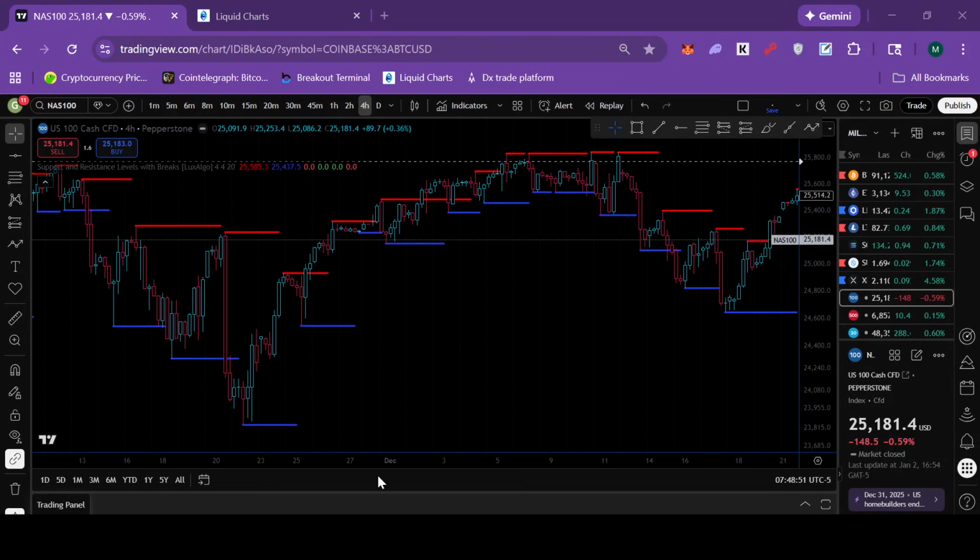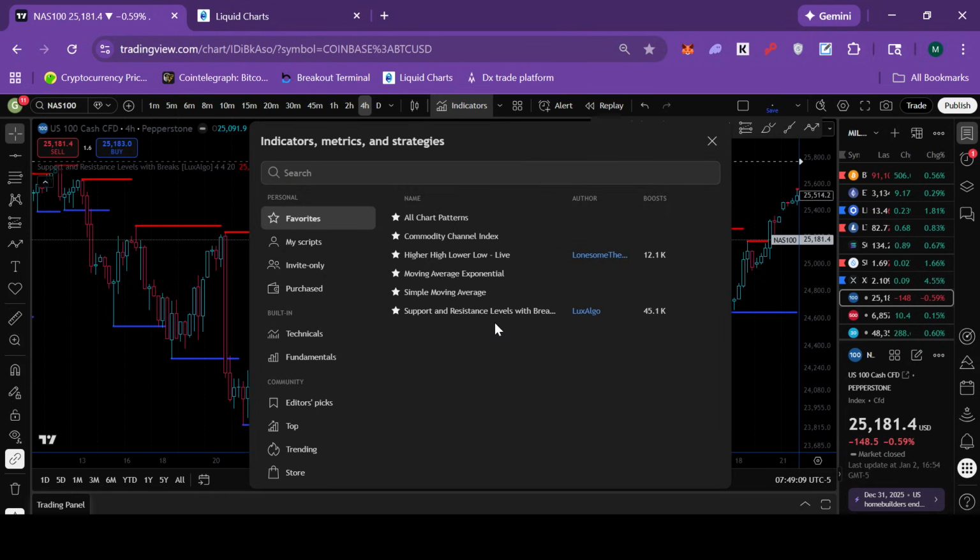Now in this video, we're still going to be going over support and resistance, but now we're going to go over how breaks of the support and resistance can be used, right? So it's a little tool I like to use on TradingView called the support and resistance levels with breaks, and you choose the one that says Lux Algo.